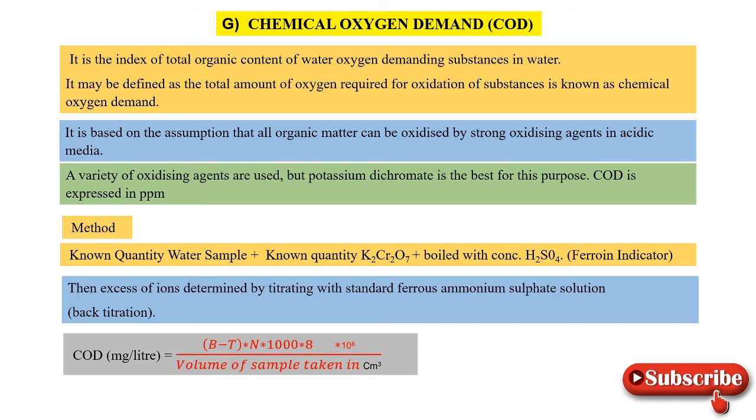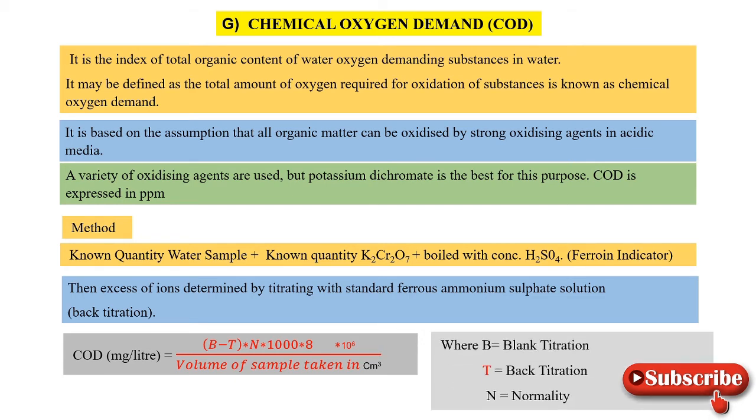So with the help of the following formula, we can determine the COD value in milligram per liter, that is (B minus T) into N into 1000 into 8, divided by the volume of water sample taken in cm cube into 10 raised to 6. Here B is the blank titration.